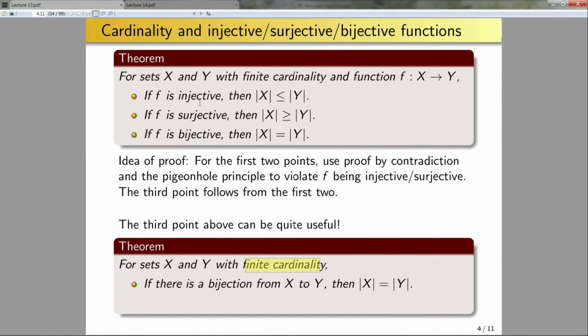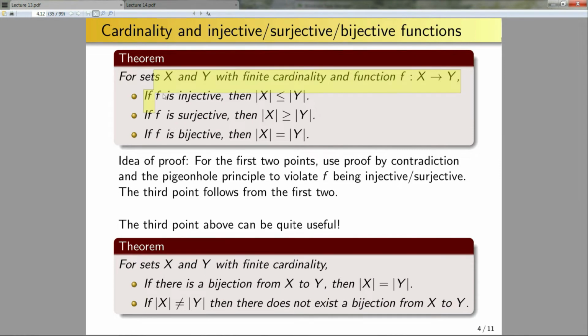In the case of sets of non-finite cardinality, I'm ultimately going to take this as the definition of two sets having the same number of elements. In addition to this statement, the third point of this theorem tells me one other thing. I know that an implication is true if and only if its contrapositive is true. Therefore, if the cardinality of X does not equal the cardinality of Y, there does not exist a bijection from X to Y. So this is useful for showing that bijections can't exist between two sets.